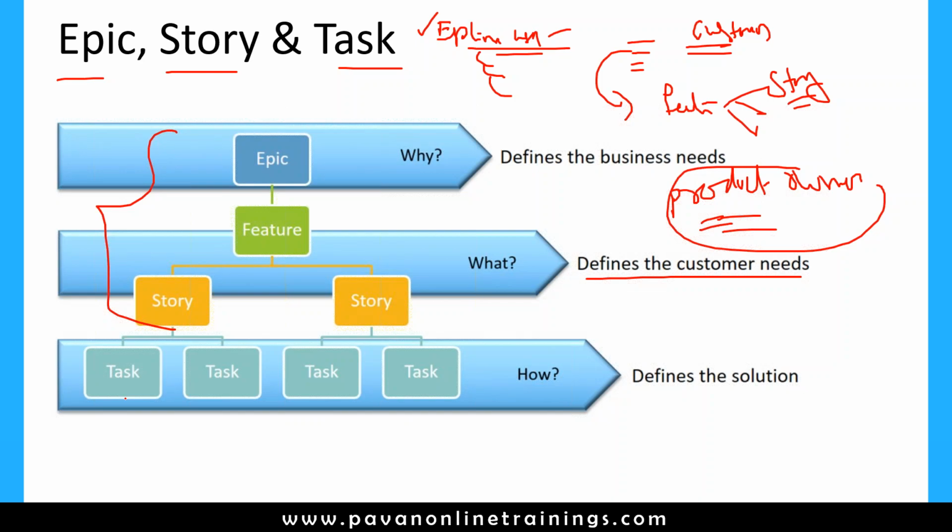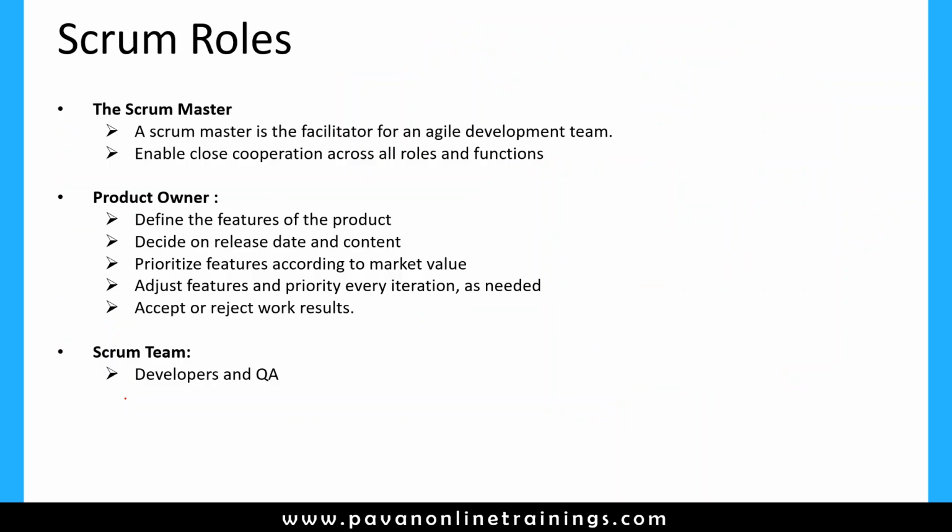Fine. So here we have to understand first what is epic and story and task. We have understood what is epic. It is a larger requirement, and story is nothing but a smaller requirement, and task is an action which we need to complete for that particular story. Okay. Now let us move on to the process.